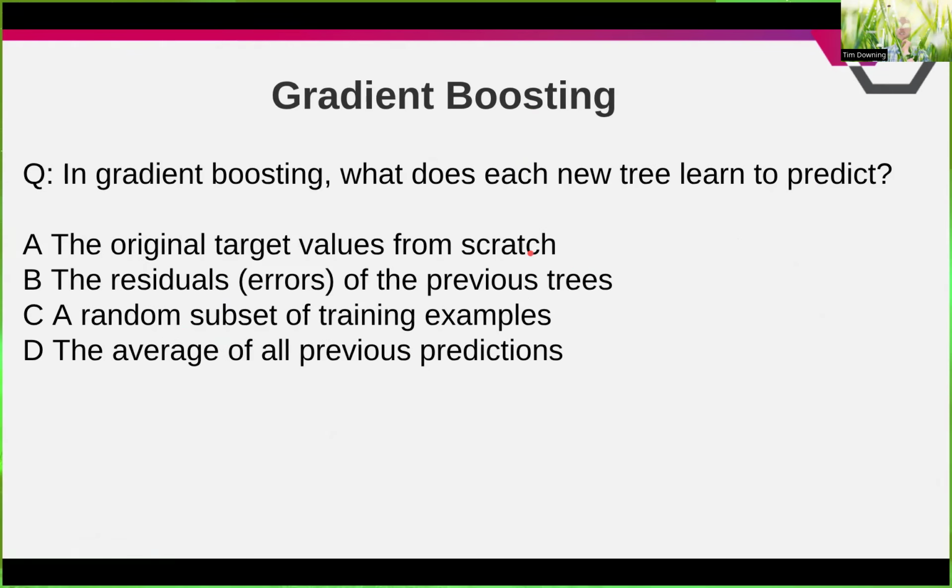So what we can ask ourselves is, in gradient boosting, what does each new tree learn to predict? The original target values from scratch, the residuals or errors from the previous trees, a random subset of the training examples, or the average of all the previous predictions. And from what we went through there, it's not looking at the original, it's not trying to predict the original target values. It's trying to predict based on the residuals of the previous trees. And it's not using a random subset of training examples, and it's not making an average of all previous predictions.